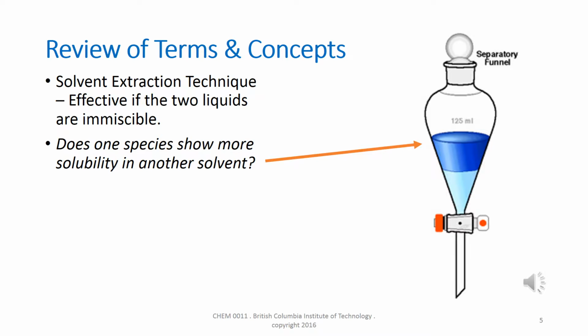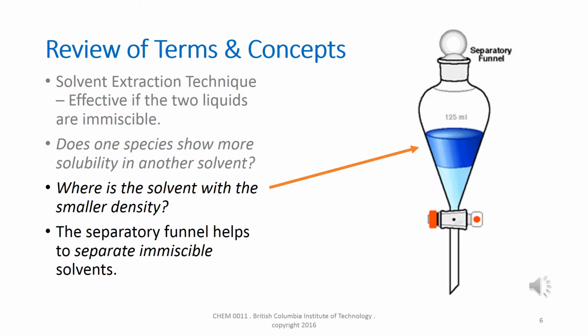The solvent extraction technique uses a piece of glassware known as the separatory funnel. When immiscible liquids are poured in, two layers can be observed. In the diagram to the right, a blue-colored substance is more soluble in the top layer, as seen by the darker color. The solvent on top has the smaller density of the two immiscible liquids. The denser solvent can be separated by using the stopcock to let the solvent drain out.